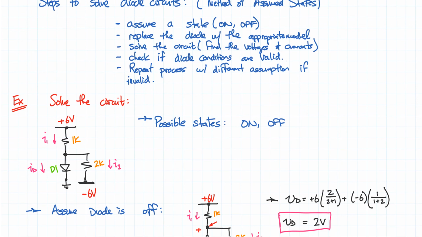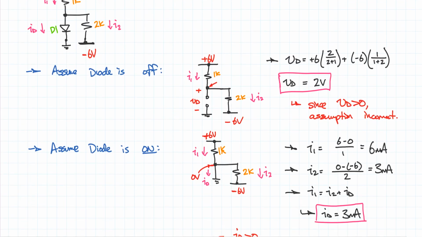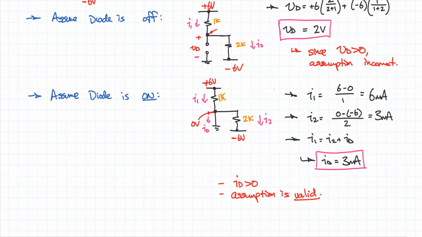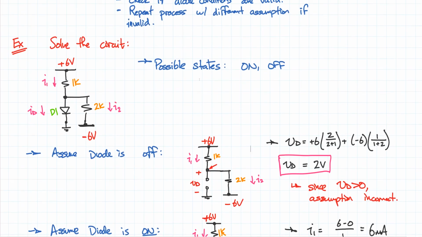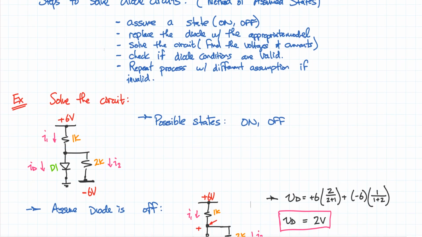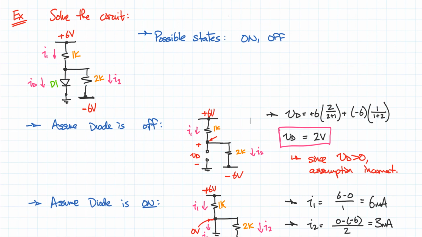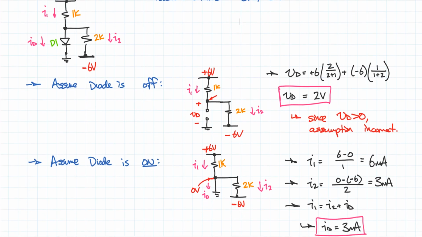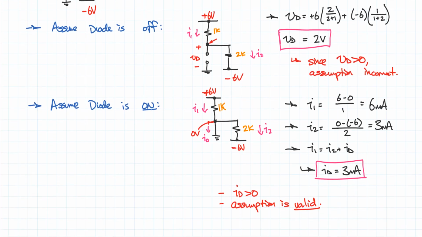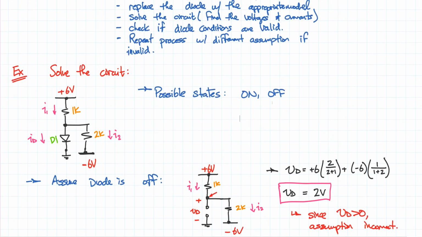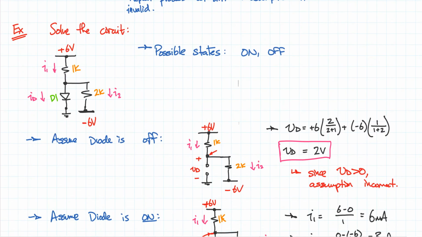And then we had to check if the diode conditions are valid, which in this case was the last step. And if that doesn't work, or if it's found to be invalid, then you repeat the entire process with the other side. So you'll notice we went off first, and we found that it was invalid. Then we repeated the process using on. If we had gone on first and found it was valid, we would have been done there.